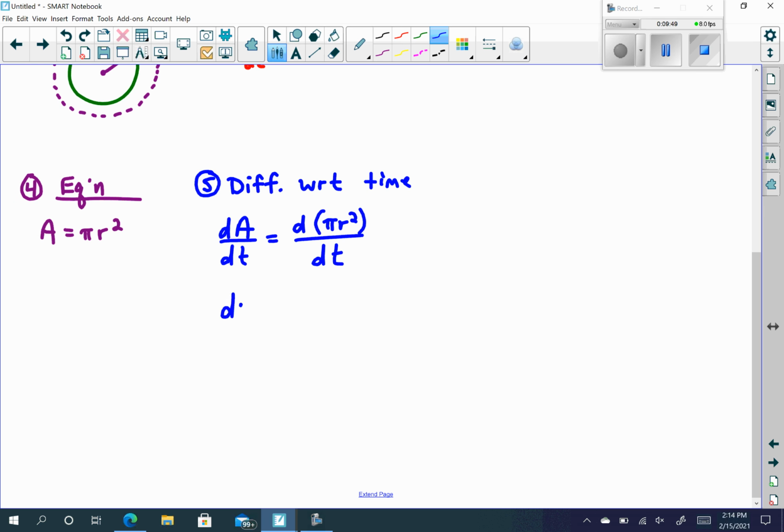So we're still just going to have dA over dt. This will give us 2 pi r times dr over dt. So there's our equation. Again, that's what we just practiced in problems 2 and 4. Step 6 is now to evaluate, because we want to find this dA over dt.